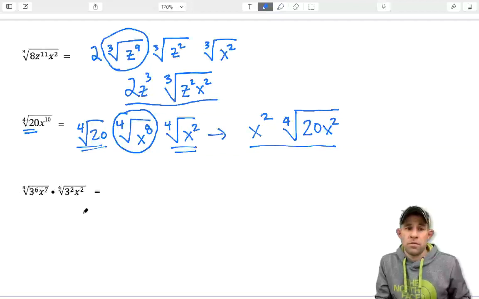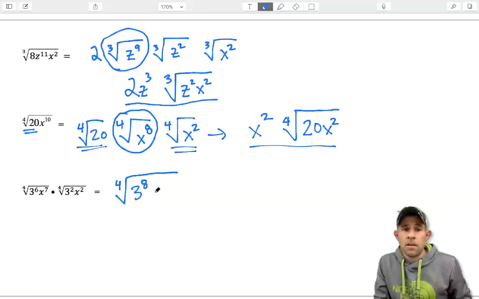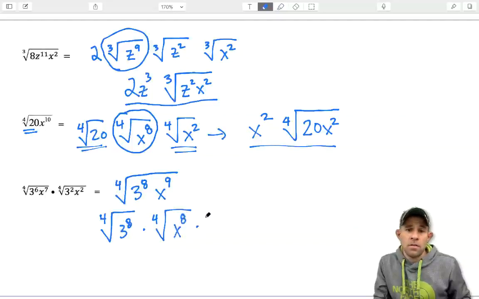All right, one final example here. We have the fourth root of 3 to the 6x to the 7th times the fourth root of 3 squared x squared. So we're going to combine these back. We have the fourth root of 3 to the 8th, because again we're going to add the powers on the 3, and then it'll be x to the 9th. All right, now we're going to take the fourth root of 3 to the 8th and separate that. Multiply that by the fourth root of x to the 8th times the fourth root of x to the first. So we took the power on 9, separated to 8 and 1, and the power on 3, which is 8, stays because 8 is divisible by 4.